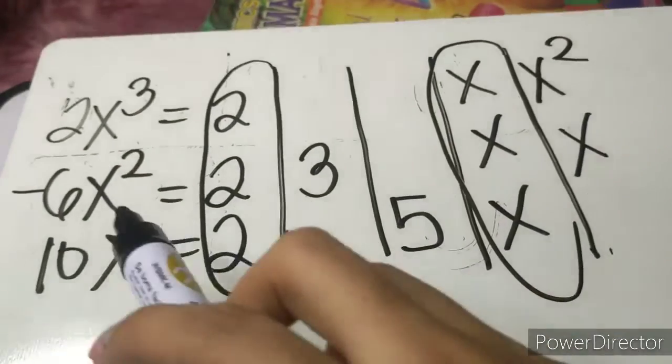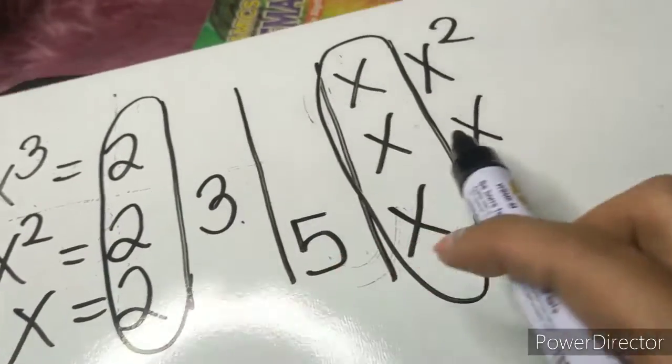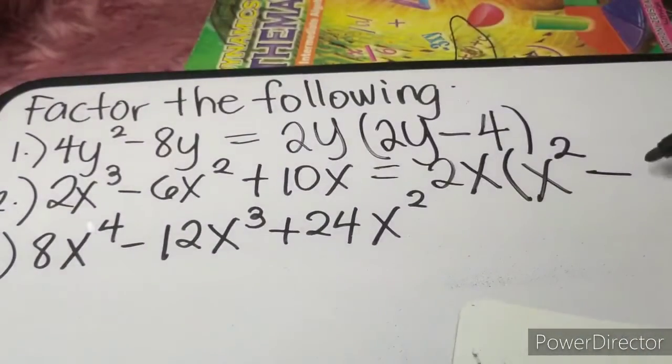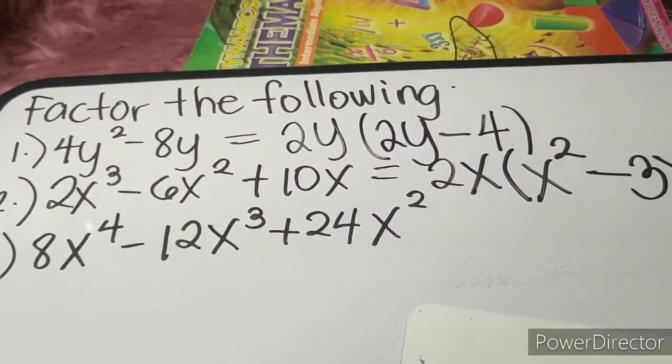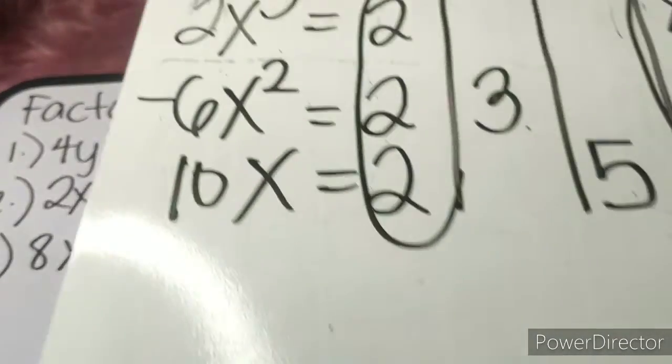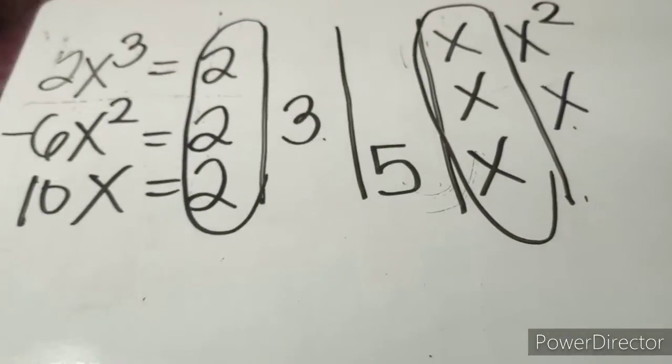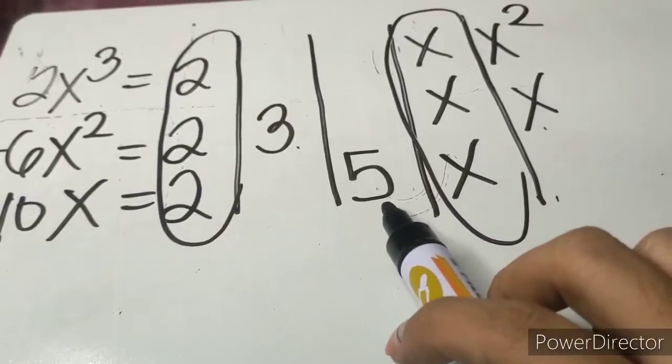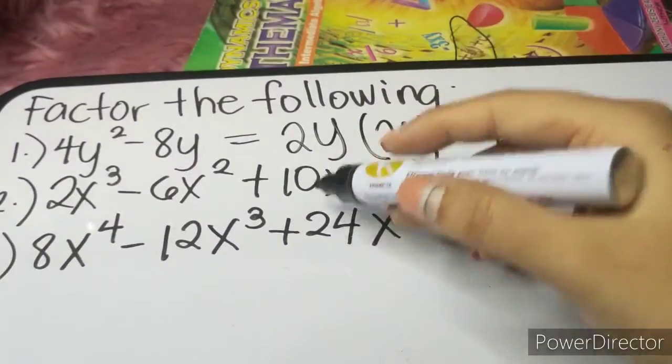Ano namang natira kay negative 6x squared? 3. And then, x. 3 times x is 3x. And then, natira naman kay 10x, as you can see, 5 lang. At dahil positive si 10, plus 5.